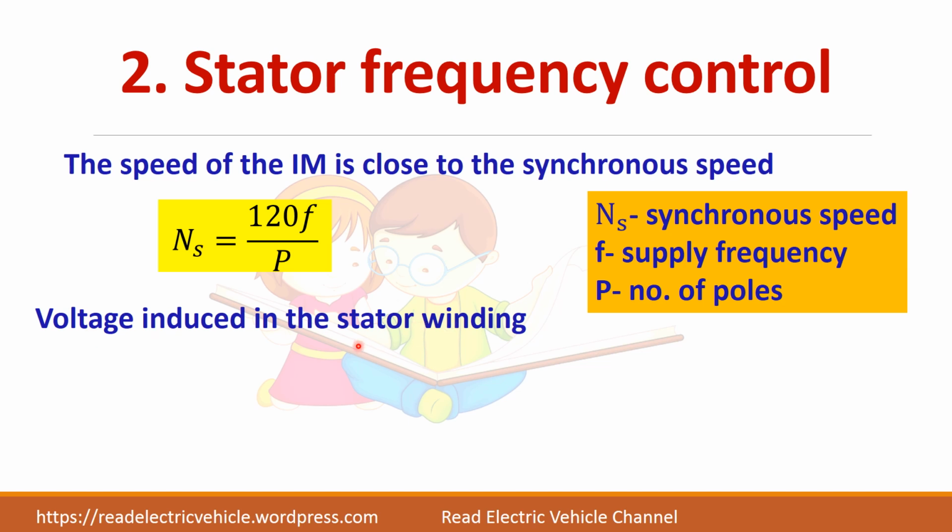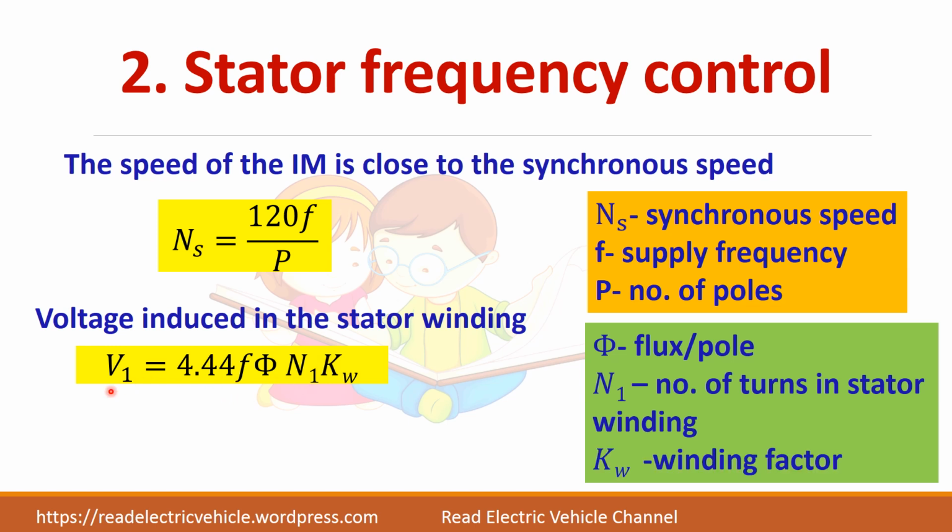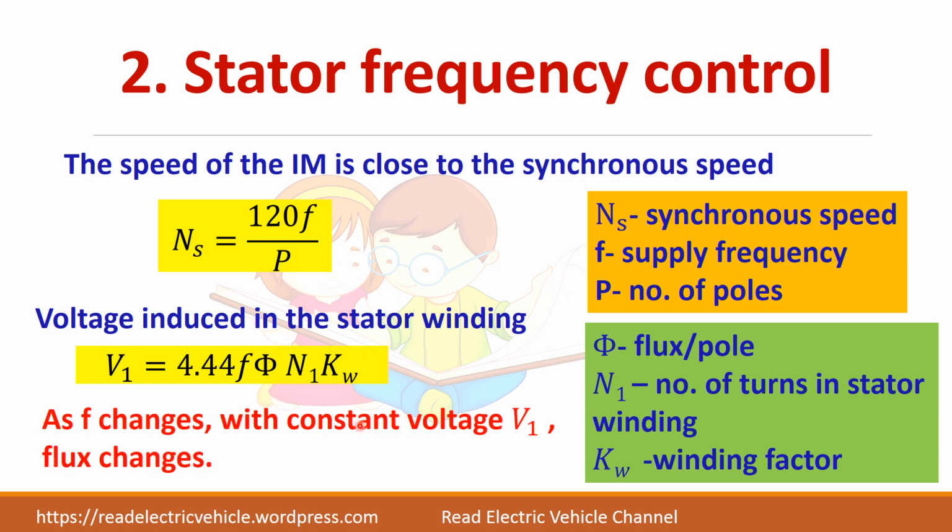The voltage induced in the stator winding is given by this formula. V is equal to 4.44 F phi N into K. So these two are constants. If you see here, V is directly proportional to frequency and flux. Suppose this voltage is kept constant and I am changing the frequency, then the flux will change. If flux changes, torque will change. Okay. So based on this concept, this stator frequency control works. Okay. V is kept constant, only we are changing the frequency.